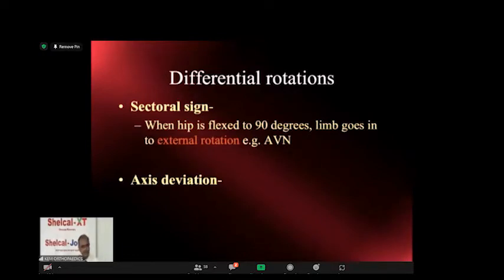That is because the anterior superior part of the head of the femur usually gets affected. And when you flex it, that becomes painful. So the limb goes into external rotation in order to protect that. That is known as Drehmann's sign, which is an important finding in favor of avascular necrosis.